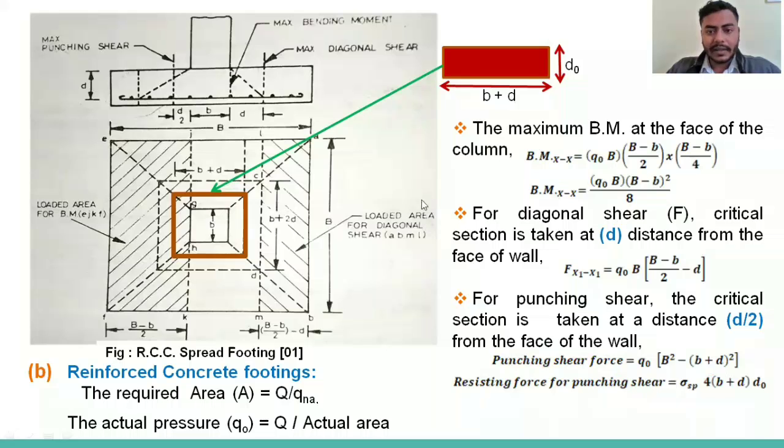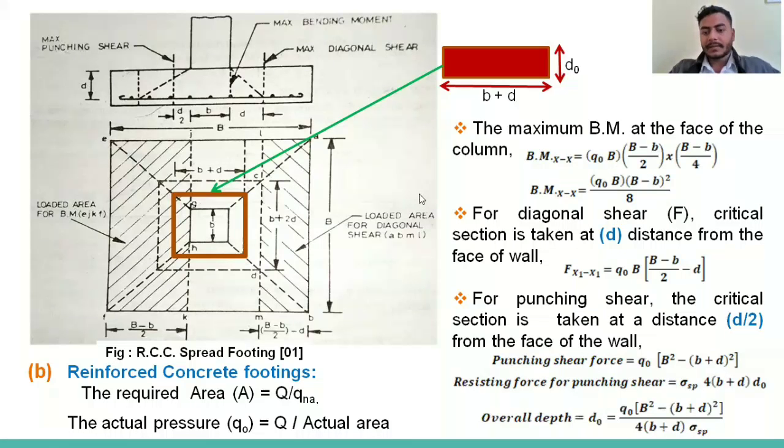So after calculating, we can write this. Equating both the forces, one is causing the punching shear and one is resisting the punching shear. By equating these two equations, we can get the D naught, the overall depth. We can write this formula: D naught is equal to Q naught into B square minus (B plus D) whole square, divided by (B plus 4) into (B plus D) into sigma SP. Okay.